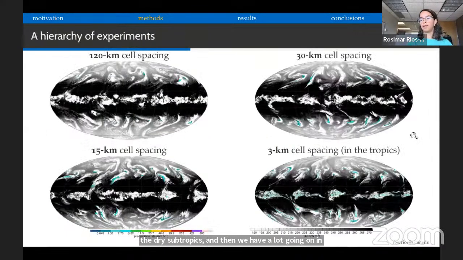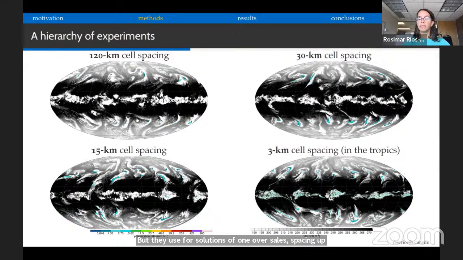And so to get at the question about the effects of parameterized versus resolved convection, I have what I call a hierarchy of experiments, in which I have 3 experiments that have global uniform resolution and use a cumulus parameterization, but they use resolutions of cell spacing of 120 kilometers, 30 kilometers, and 15 kilometers all over the world.